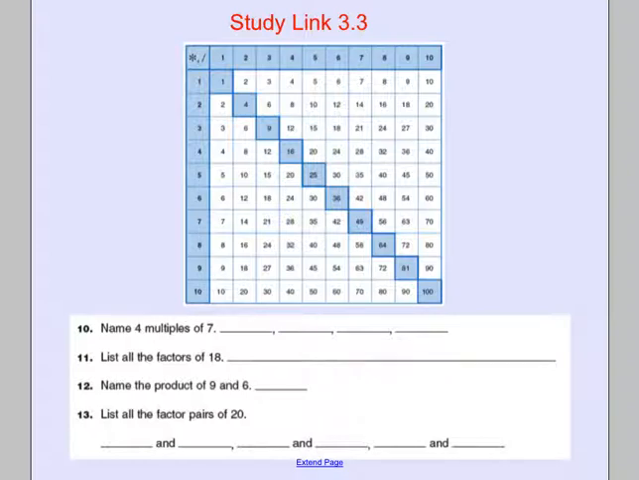So if we wanted to name 4 multiples of 7, we would find our 7's row, and we could say that 7 is a multiple, so is 14, if we just go down the row, so is 21, and so is 28.